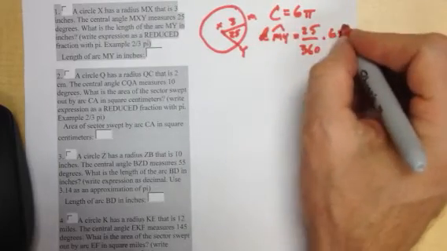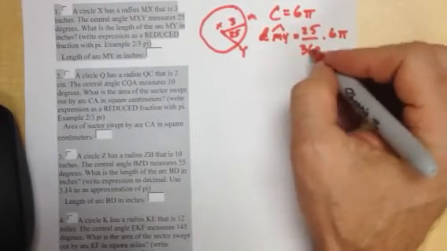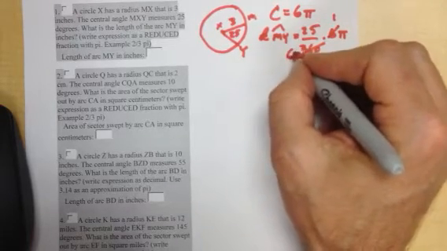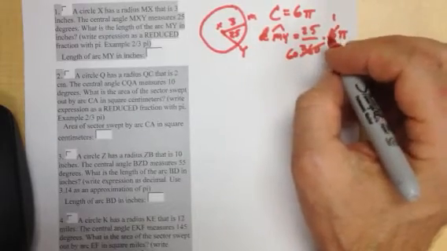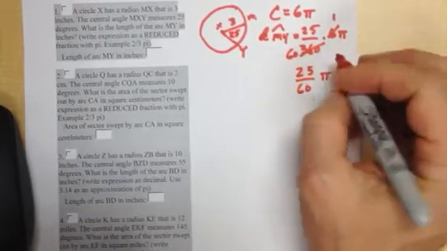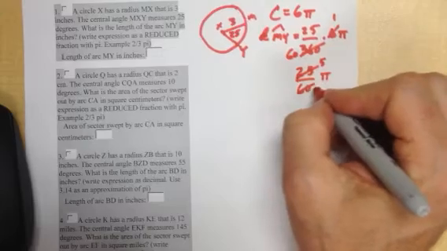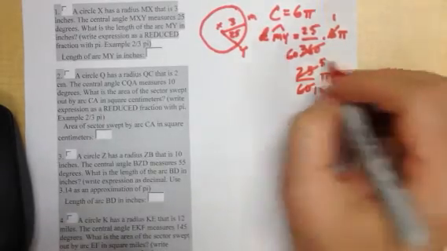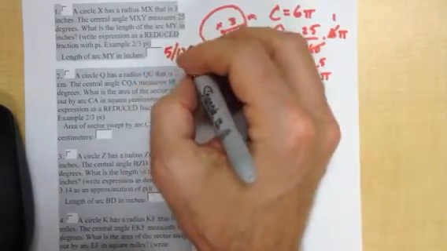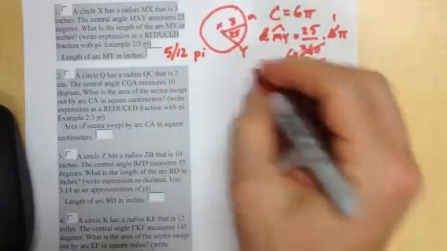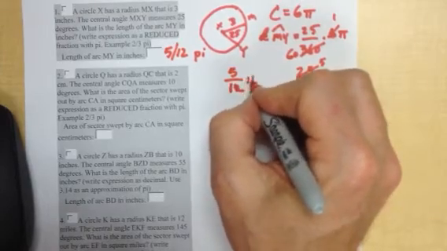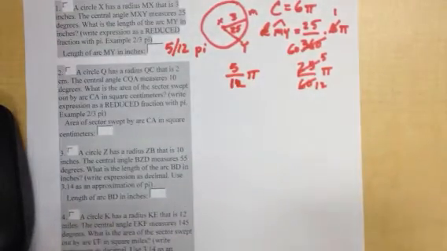So 25 over 360, oh, there's an easy thing to cancel out. 6 and 360, those are both 6's, so that's 1 and 60. And then I've got 5's in both of these. So I'm just going to rewrite this so it's a little easier. 25 over 60 times pi, I can cancel 5, and 5 there is 12. And I think that's it. So this is going to be 5/12 pi. And if you were writing it by hand, it would be probably 5/12 pi, or you could do 5 pi over 12, which would be the same thing.